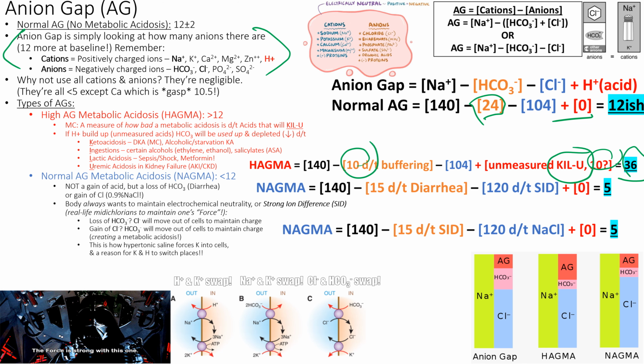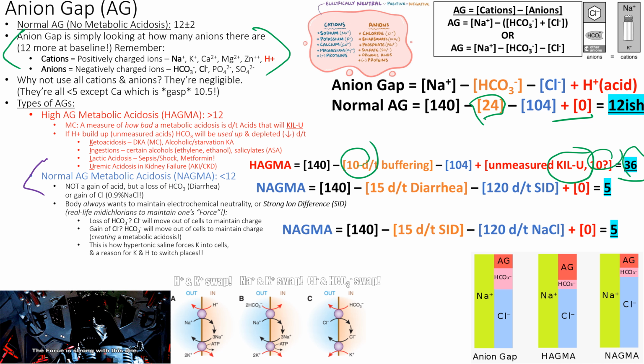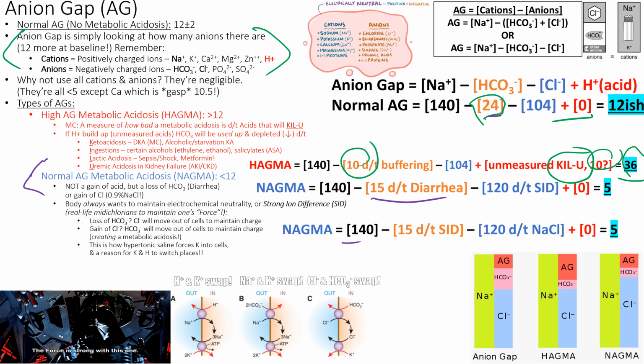It gets tricky when you talk about NAGMA, which is a normal anion gap metabolic acidosis. That's where they're acidotic. They have metabolic acidosis. How do you know they have metabolic acidosis? The pH is low and the bicarb is low. Why is the bicarb low? Well, it wasn't because they were neutralizing an acid. It's because they were pooping out their acid, right? So the bicarb is leaving. So if you look at your equation, we've got 140 minus the bicarb. Well, we got less bicarb now because we pooped it out, right? So we got 140 minus 15 due to diarrhea. We pooped out 10 bicarbs, right?